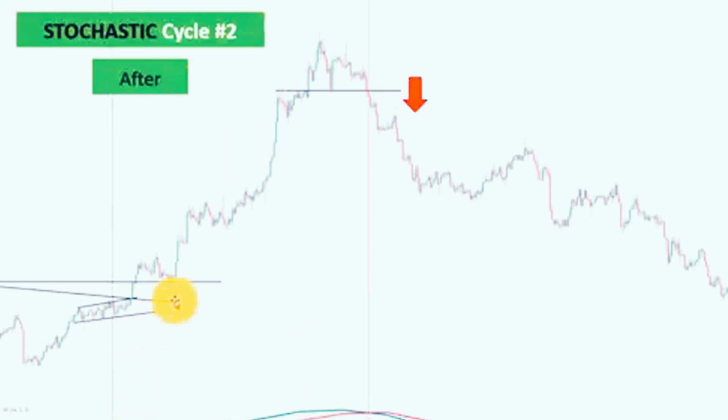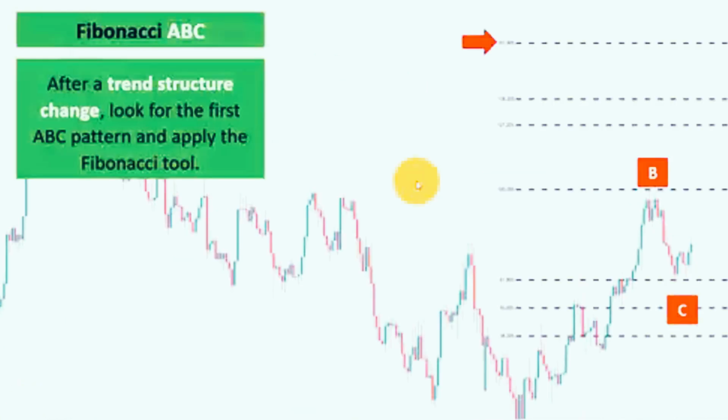Or if you trade any other strategy, you could use the higher time frame stochastic just as another layer of confluence to your trading. So I've talked a lot about Fibonacci's and how do you find Fibonacci's. So a first tip would be to look for a Fibonacci sequence, an ABC, into a new trend.